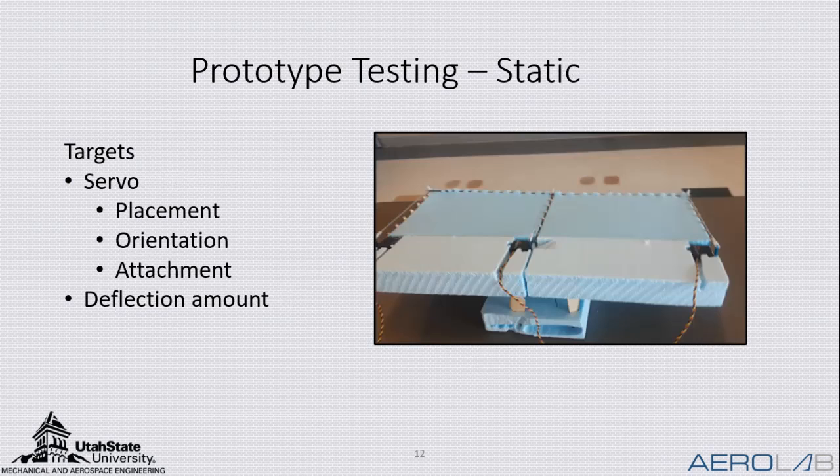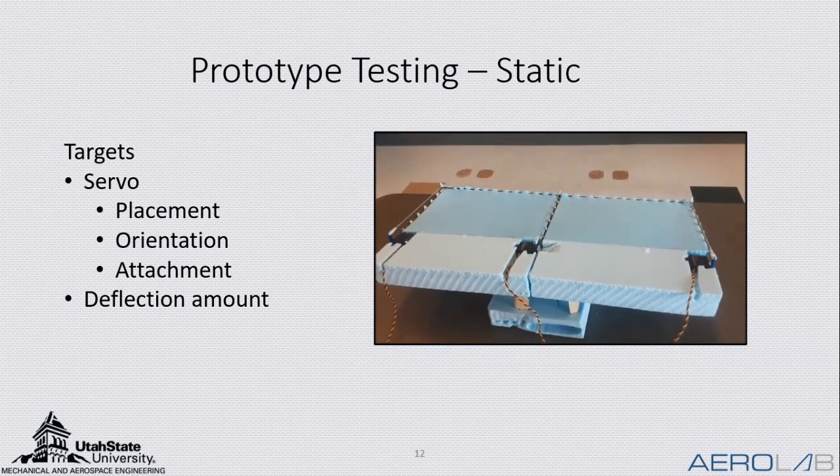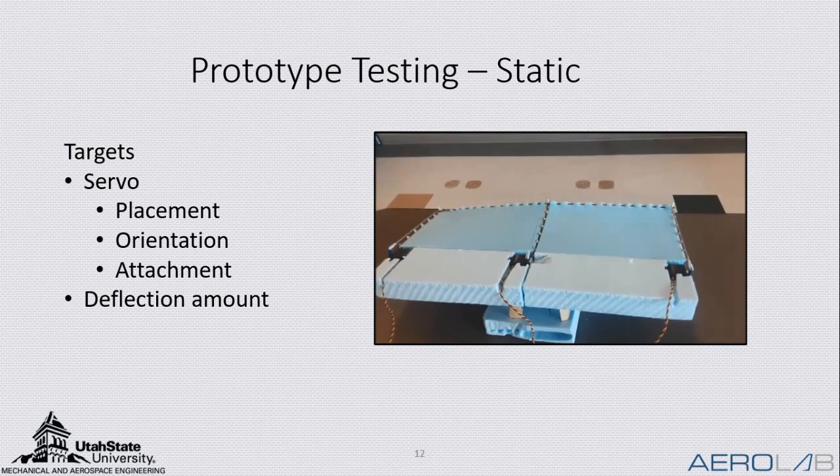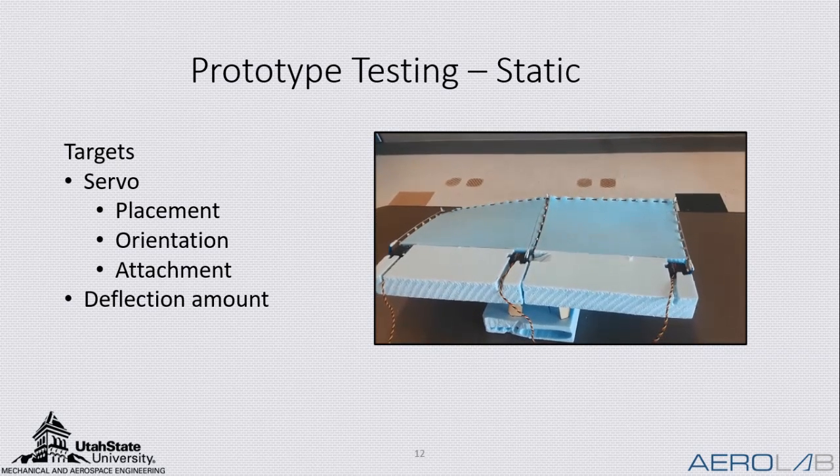And so with static testing, we were looking at trying to figure out how we would put a mechanized servo motor in there, how we would place it, how we would orient it, how we would attach it to the body, how we would connect it to the control surface. We were also looking to make sure, could we still achieve the deflection amounts we were expecting back in our airfoil test?